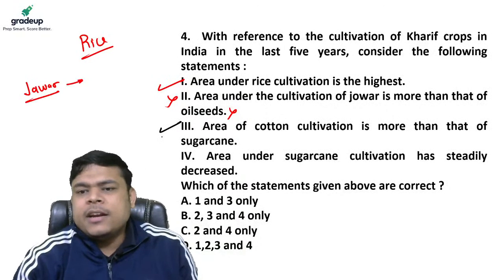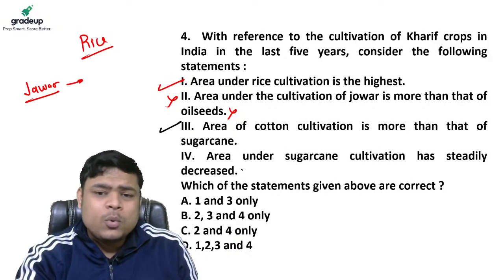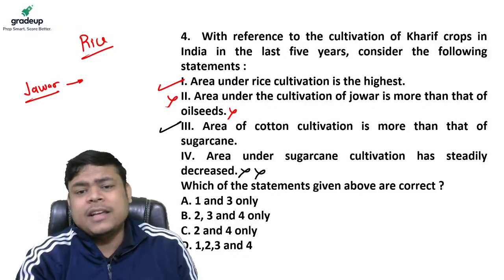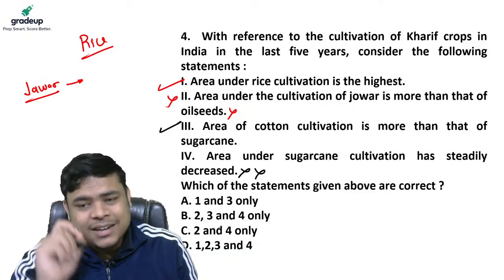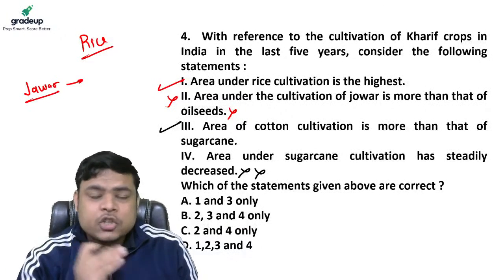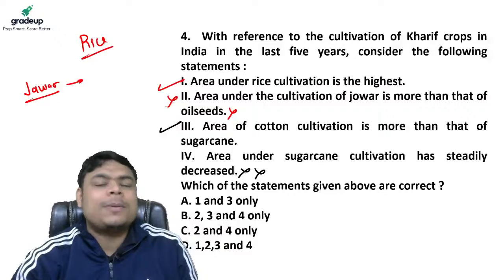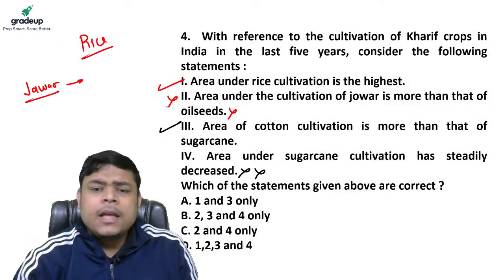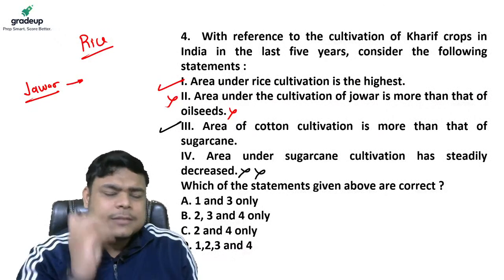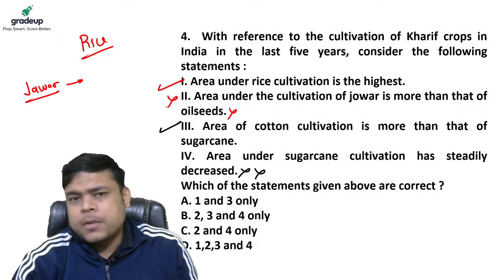Last statement, area under sugarcane cultivation has steadily decreased. Guys, this cannot be true. Why? It has not decreased, but it has increased. Guys, the sugarcane is a cash crop, and in western Uttar Pradesh, Haryana, Punjab and Bihar, there are very few choices for the farmer for cash crops.